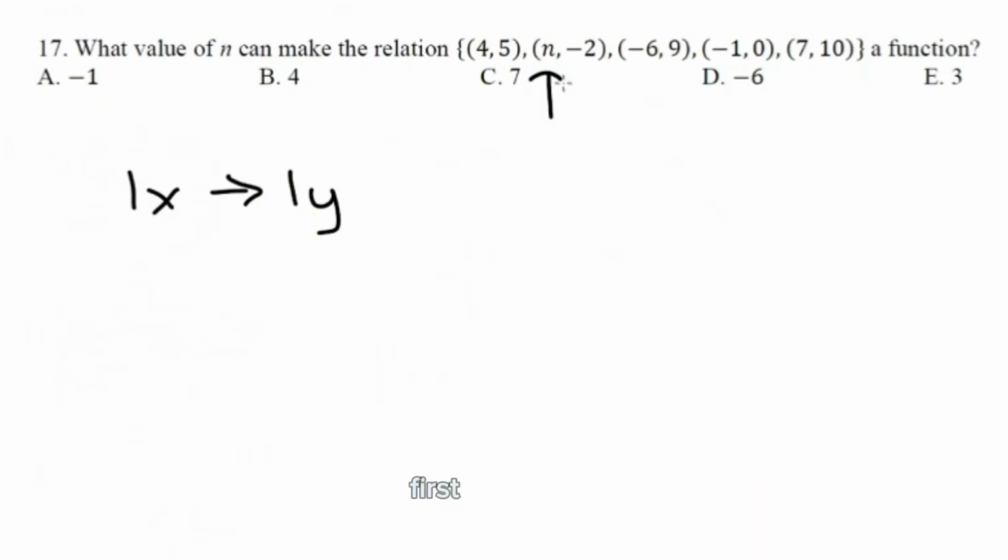So let's check. First, negative 1. Is there already a negative 1 as an x value? Yes, there is, right here. So we can't use that. Next, 4. There's already an x value right here, so we can't use that.